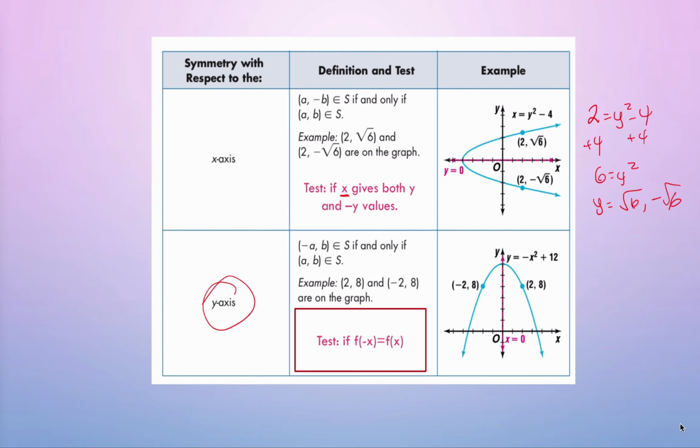For the y-axis, it's symmetric if two x values on either side of the axis give you the same y value. So this is our test: if f of negative x equals f of x. So in this case, 2, 8 is on the function, and also negative 2, 8 is on the function. We changed the x from 2 to negative 2, so we made the x negative, but we got the same y value.